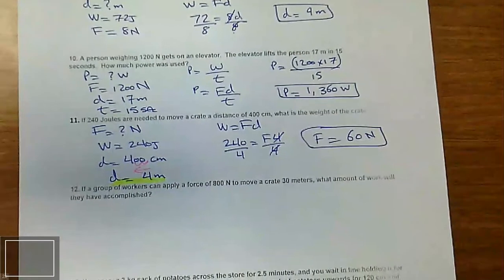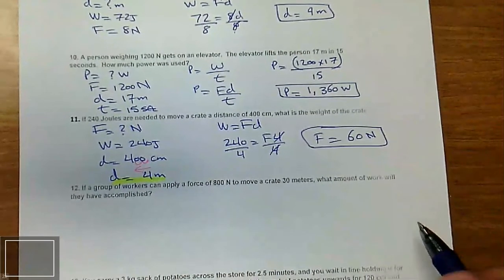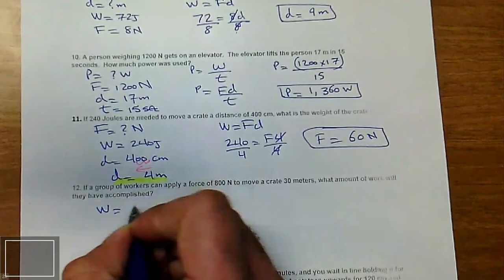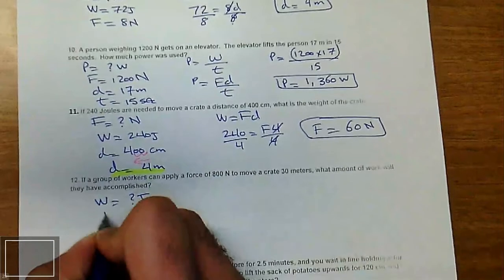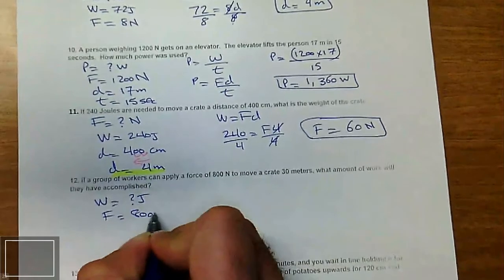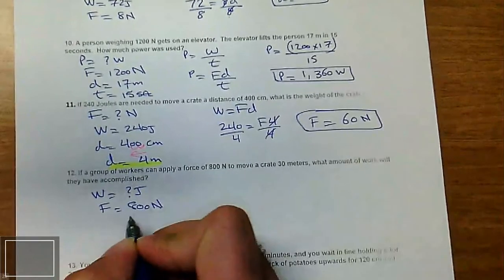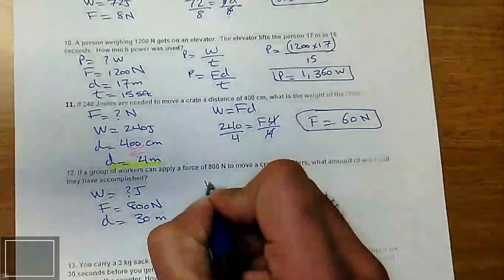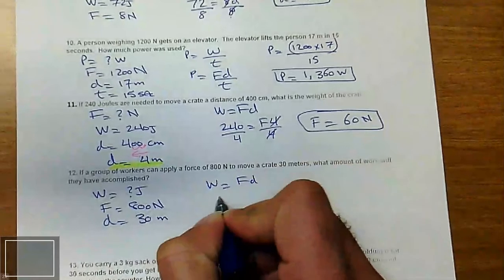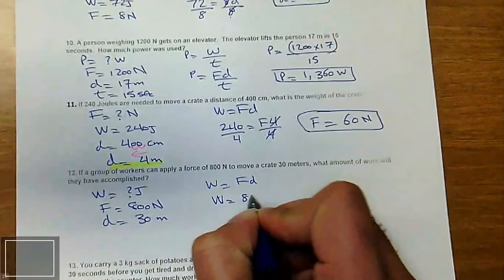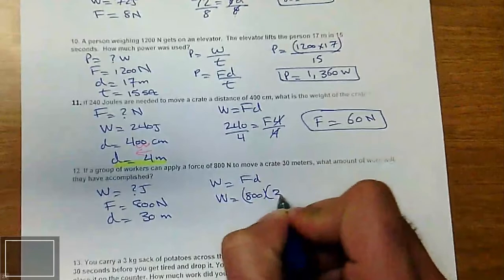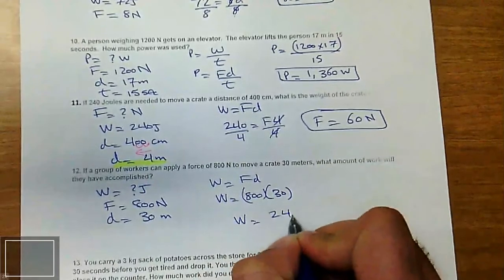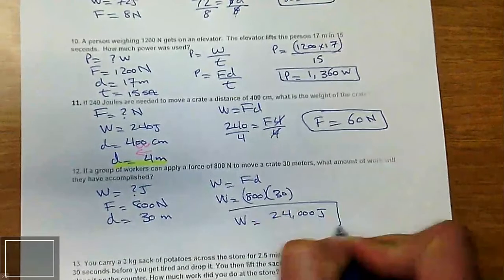Number 12, if a group of workers apply a force of 800 newtons to move a crate 30 meters, what amount of work will they have accomplished? So work is what we're solving for, in units of joules. Our force was 800 newtons, and our displacement was 30 meters. Same formula, W equals FD. 800 times 30 is going to give us a work value of 24,000 joules.